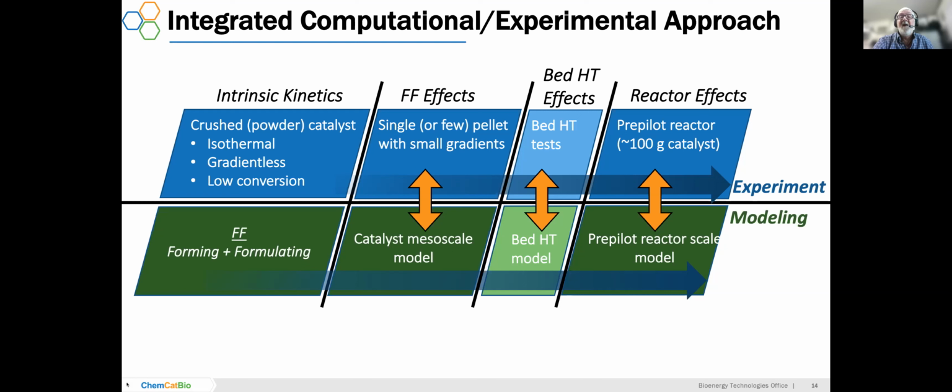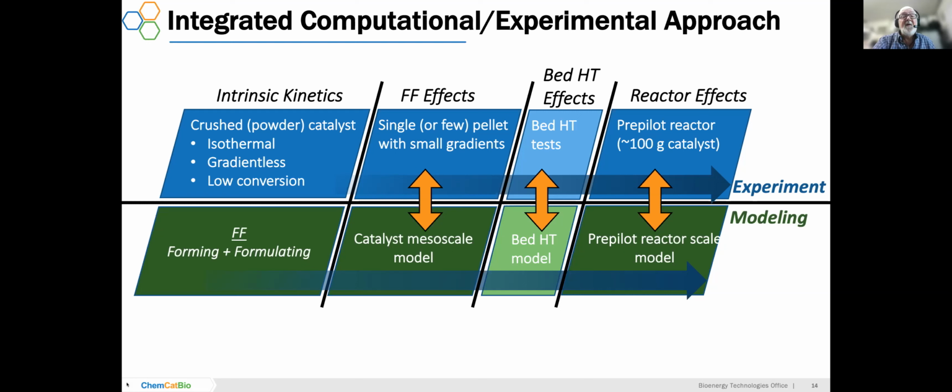overall framework, with the objective, again, to build a scale-up model that can be used to increase the speed of moving to pilot scale. And this is work that's ongoing right now at Oak Ridge National Lab.